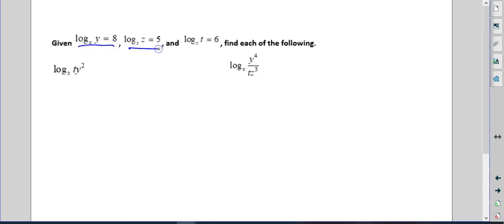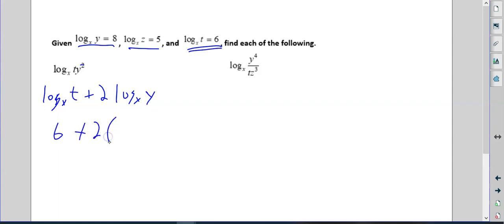All right, now, further along with the properties, we're saying that log x of y is 8, log x of z is 5, and log x of t is 6. So we're going to do our expansion here. So we're going to write log x of t plus, remember this is going to go in front, 2 log x of y. Now we look up here, log x of t is 6. 2 times log x of y, which is 8. That's 6 plus 16, which is 22.